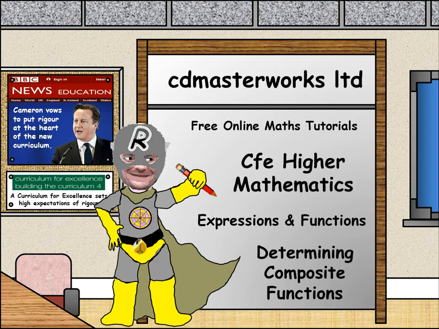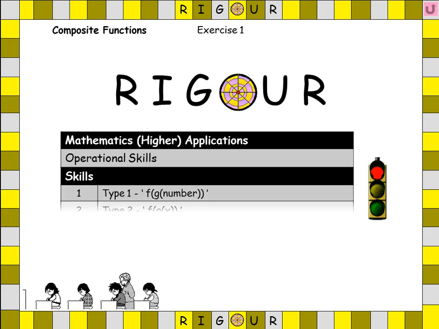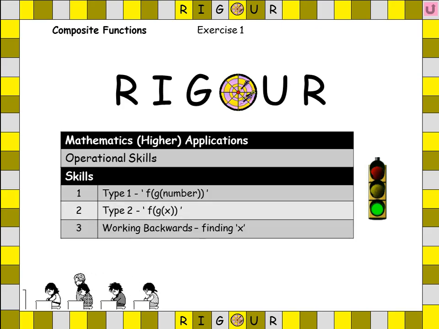And today we're going to focus on a topic from the Expressions and Functions unit, determining composite functions. So the three exam type questions we're going to focus on today are type 1, f of g of number, type 2, f of g of x, and type 3, working backwards, finding the value of x.